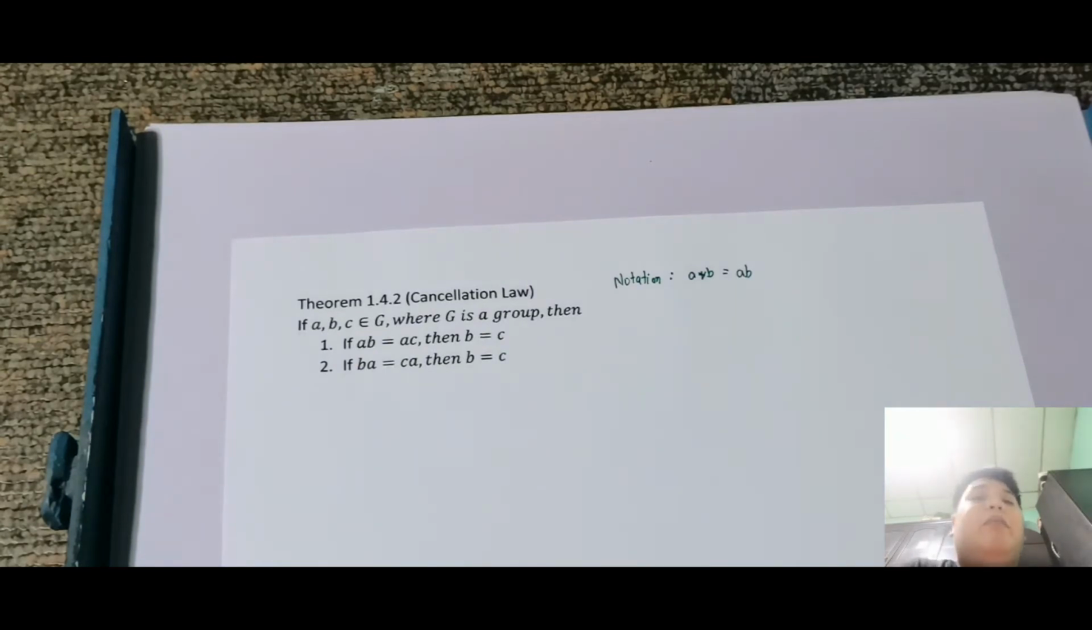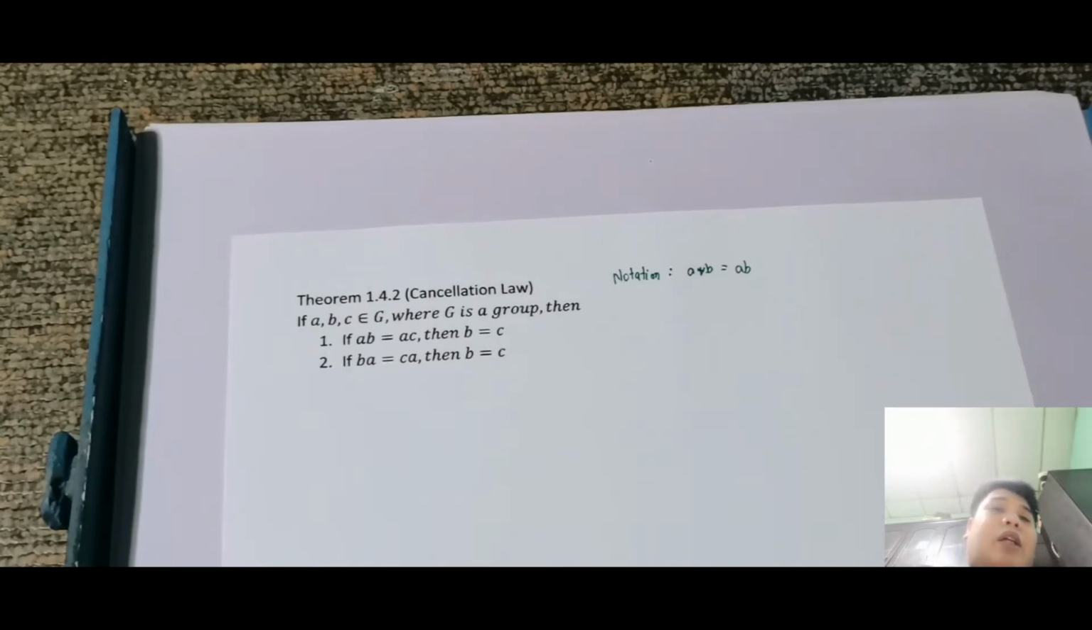So we have if A, B, and C element of G. So again, element sila ng G, where G is a group. So tandaan mo, G is a group. Then number 1, if AB is equal to AC, then we have B is equal to C. Number 2, if we have BA is equal to CA, then we have B is equal to C.